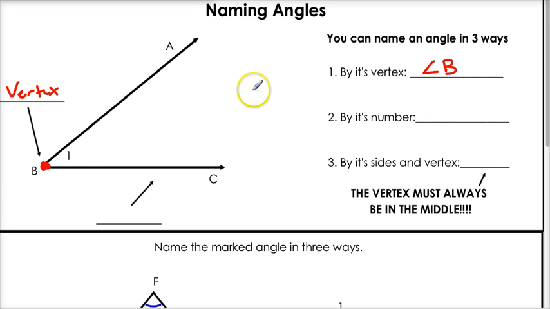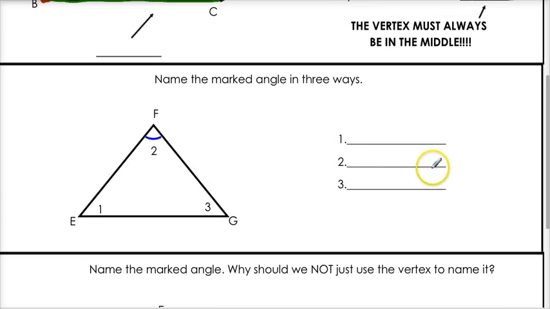The second way to do it is by its number. And if you look over here, it has 1 over there, so we call this angle 1. And finally, you can use the 3 letters surrounding it. All right. So right now, this has A, B, and C, and it's crucial that you put the vertex in the middle, right? So the vertex must be in the middle, which is B. So this is angle A, B is in the middle, C. The vertex must be in the middle there. Got it? So let's practice this a little.